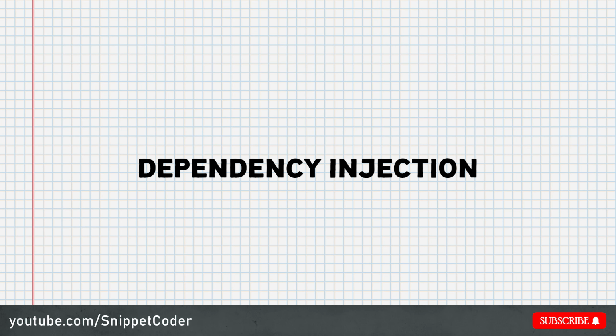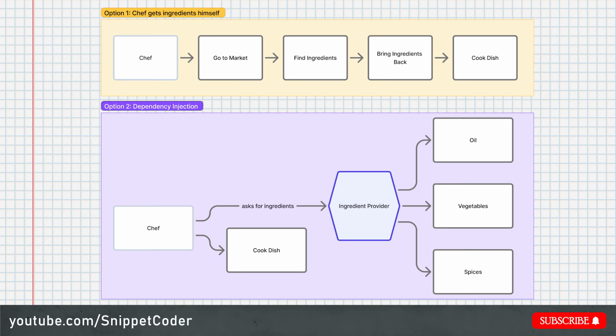Let me explain dependency injection with an analogy. Imagine you are a chef, you need ingredients to cook. You have two options. Option 1, go to the market yourself and find each ingredient, bring it back. Option 2, tell someone what you need and they bring it to you. So option 2 is dependency injection. The chef does not know where the ingredients came from, they just arrive.